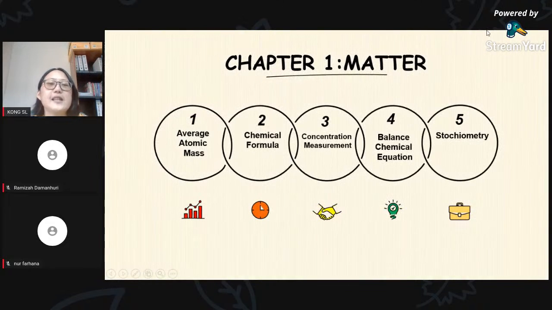So this is our learning outcome for today, chapter 1, matter. I will focus on 5 topics. First, average atomic mass. Second, chemical formula. Third, concentration measurement. Fourth, balanced chemical equation. And the last one is stoichiometry. Let's go through them one by one. Are you ready?